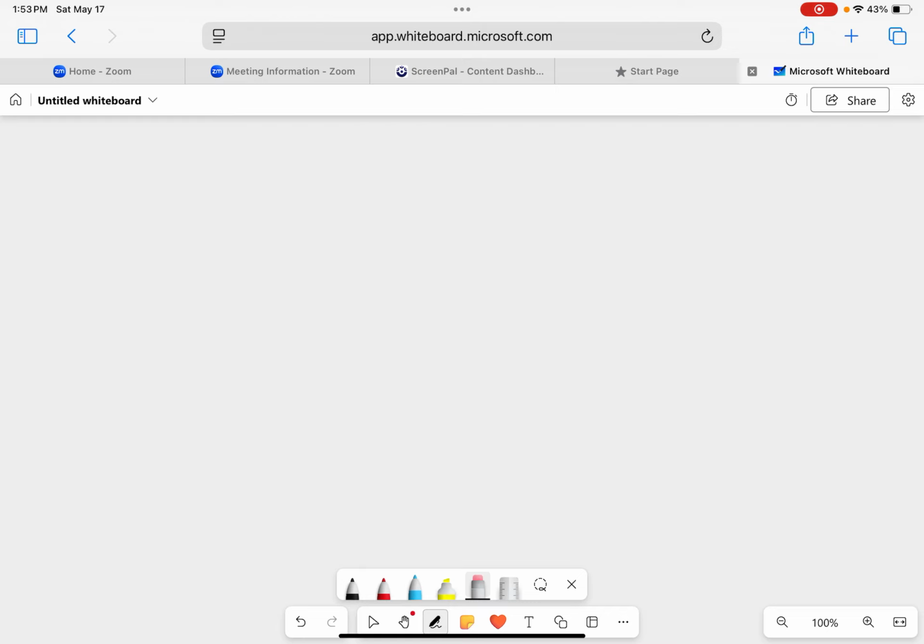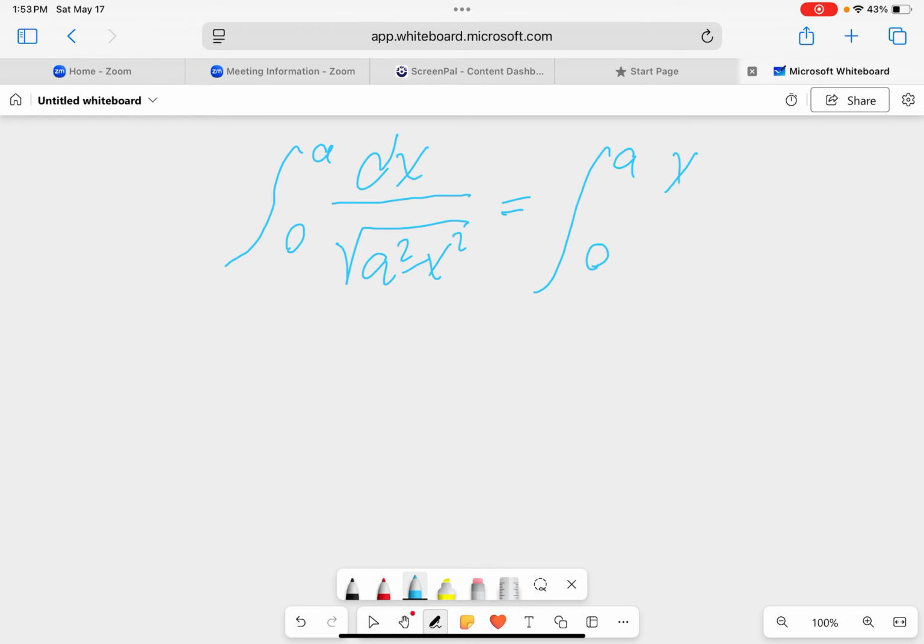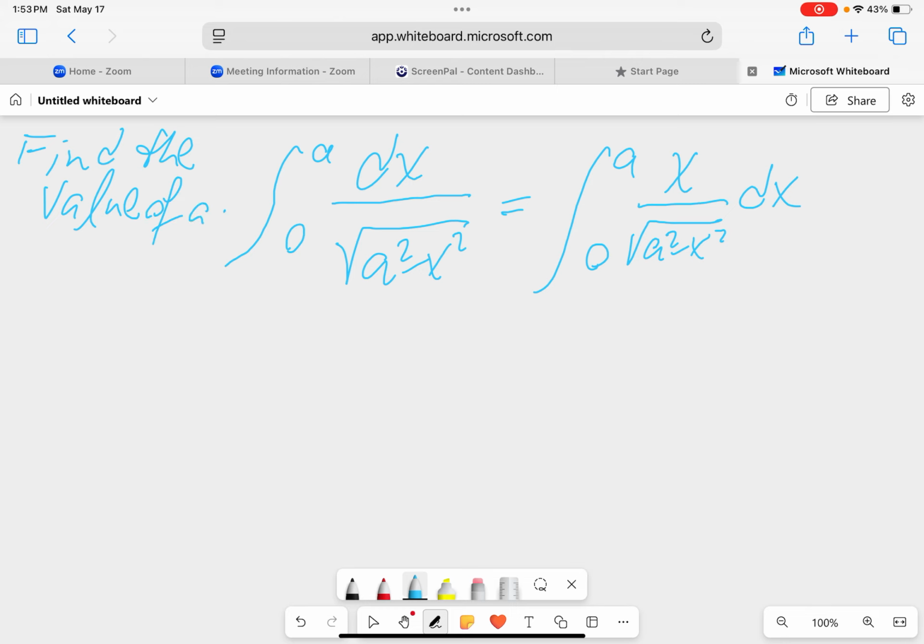We have the integration from a to 0 of dx over the square root of a squared minus x squared, equal to the integration from a to 0 of x over the square root of a squared minus x squared dx. The idea is, I'm just going to write it here, find the value of a. All right, that's what you want to find.